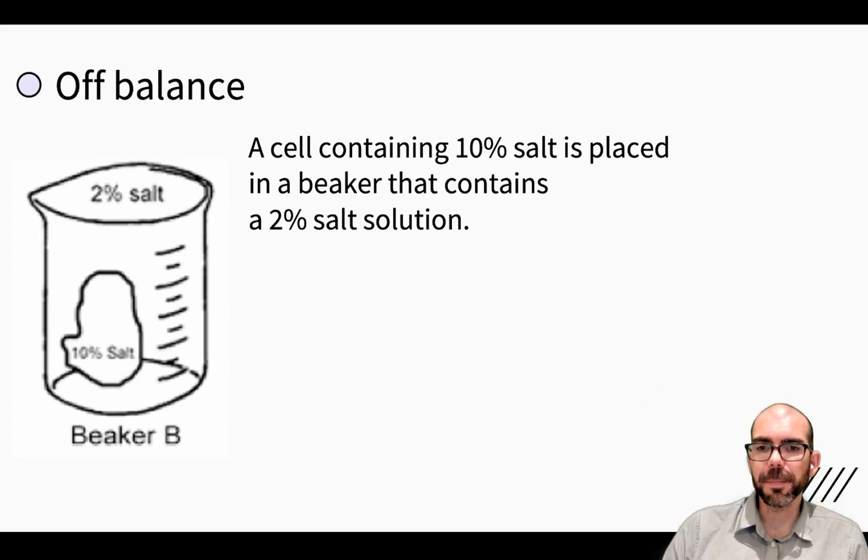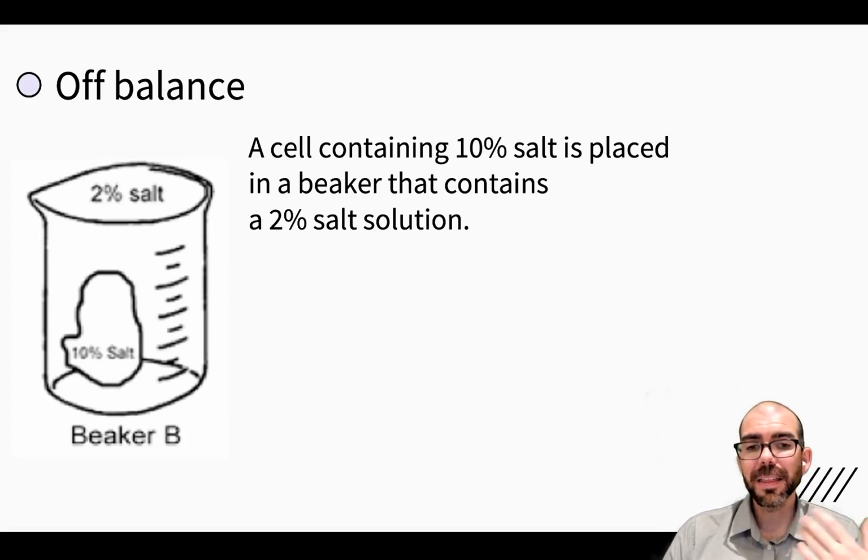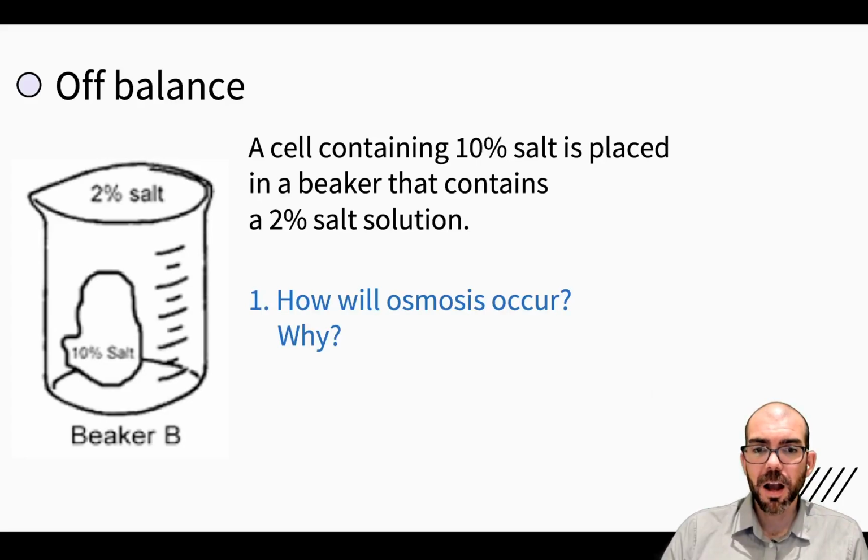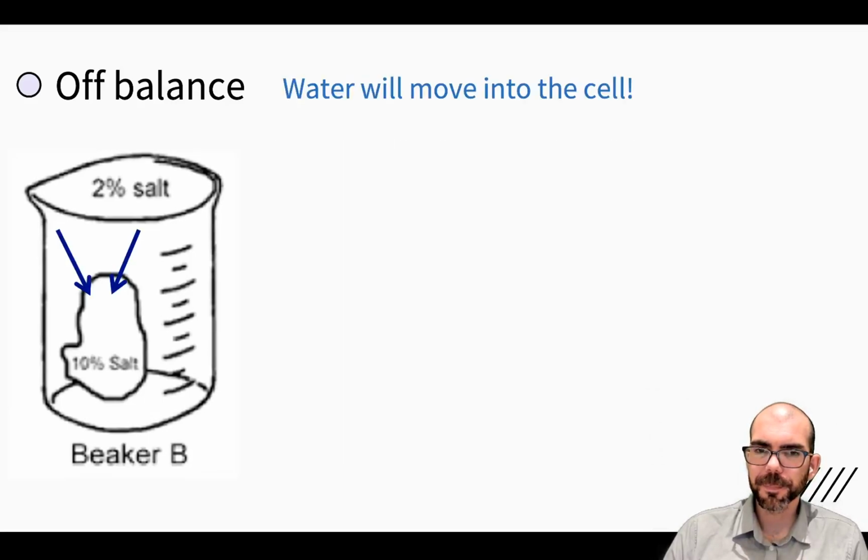Let's look at this example. A cell containing 10% of salt is placed in a beaker that contains 2% salt solution. So I have more salt in the cell than I do outside. How do you think osmosis will occur in this situation, and why? Well, water's going to move into the cell.